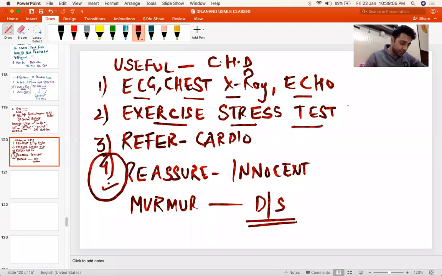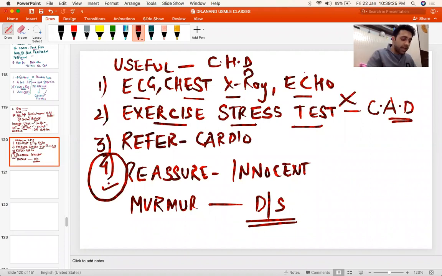Now next is exercise stress test. Exercise stress test is done for screening of coronary artery disease. You put the patient on a treadmill, and it is usually done for coronary artery disease. Again, for this question, exercise stress test is not important.